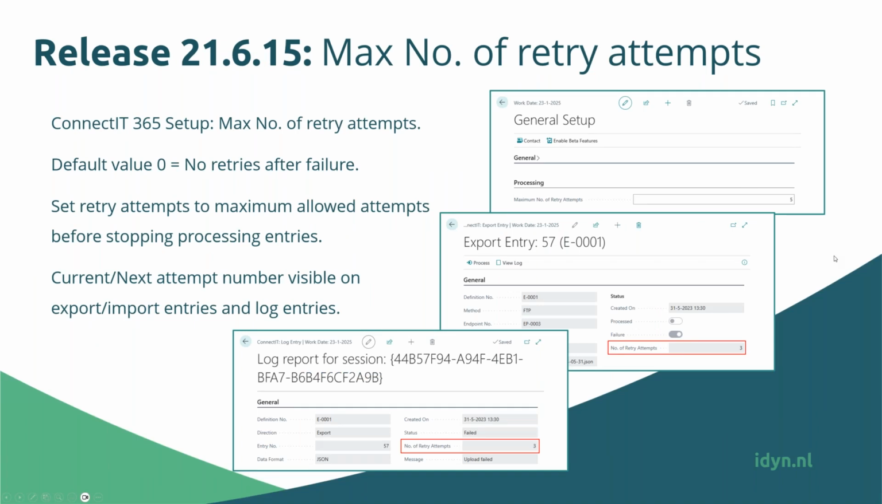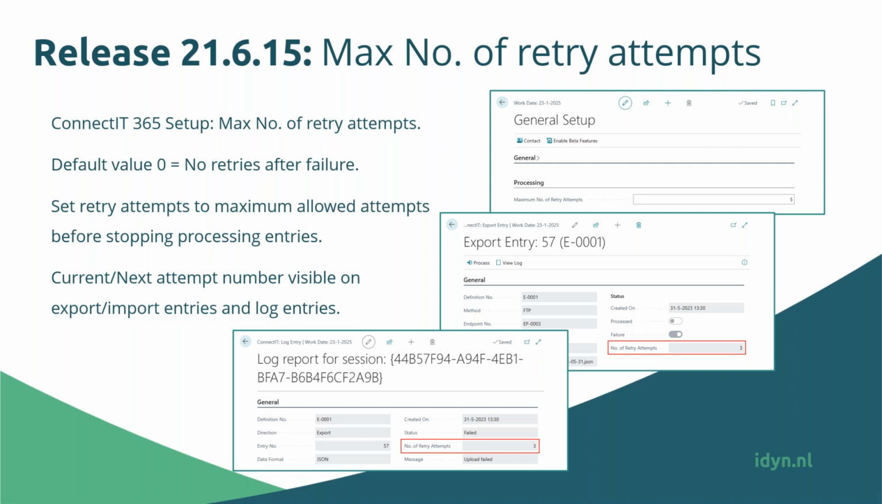So let's start with the maximum number of retry attempts. For each part of functionality, I will switch back to the BC client to show you how it works. But first of all, let's see where we can actually set it up. So in our general setup, in our ConnectIT setup card, we have an option available to set the maximum number of retry attempts. That's a global setting that will be used for all imports and exports.